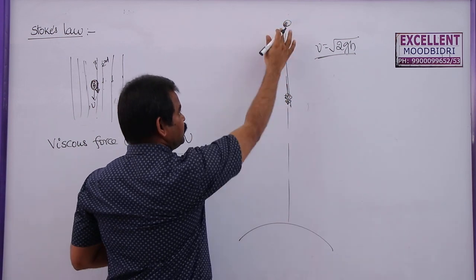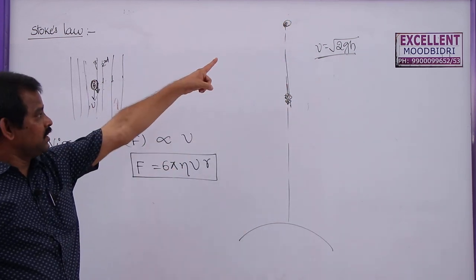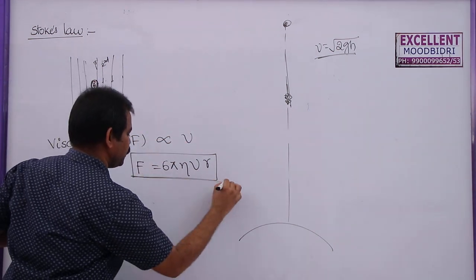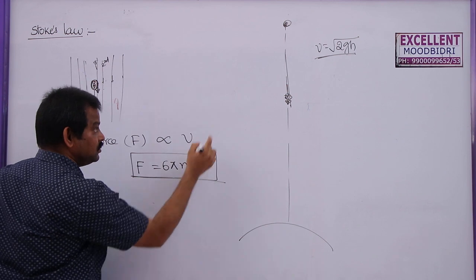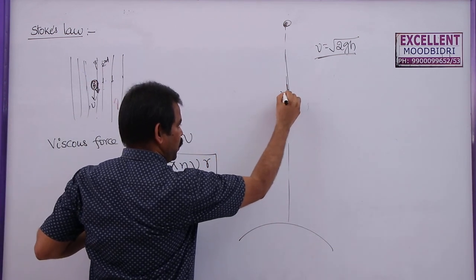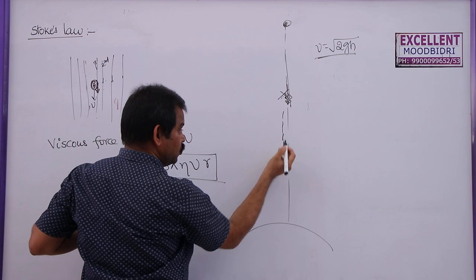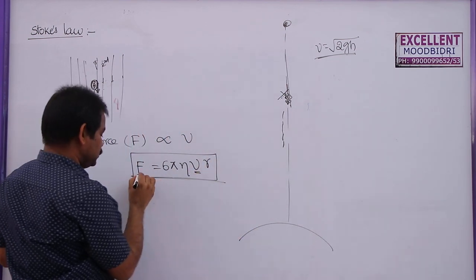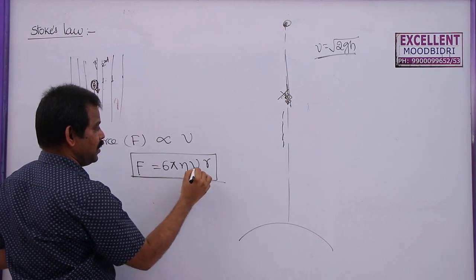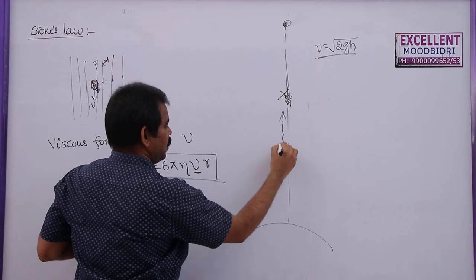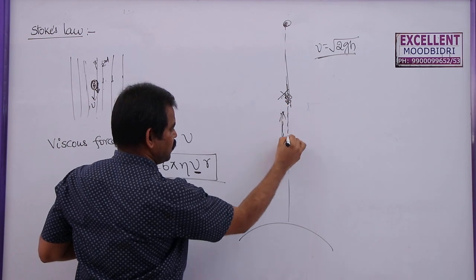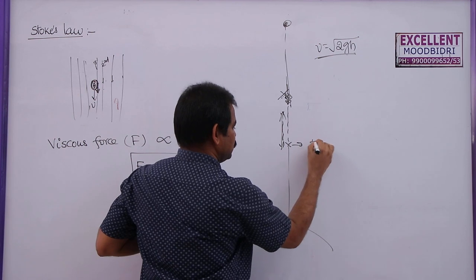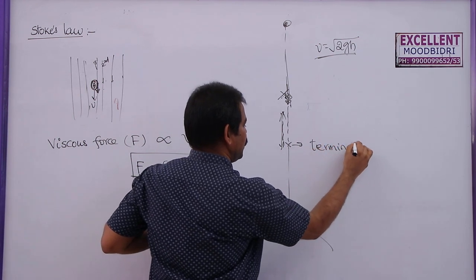So it will experience a viscous force, and the viscous force experienced by this raindrop in the air molecules is given, once again, by 6 pi eta rV, where V is the velocity of the raindrop at that particular point. So what happens after that? The viscous force always acts opposite to the direction of the velocity of the body. That's why the velocity gradually decreases, and finally the raindrop gets a constant velocity which we call the terminal velocity.